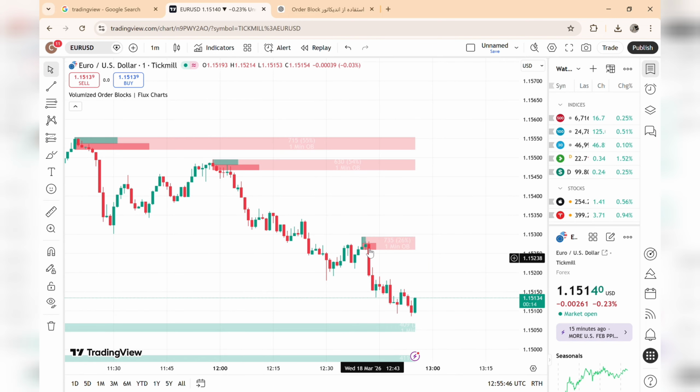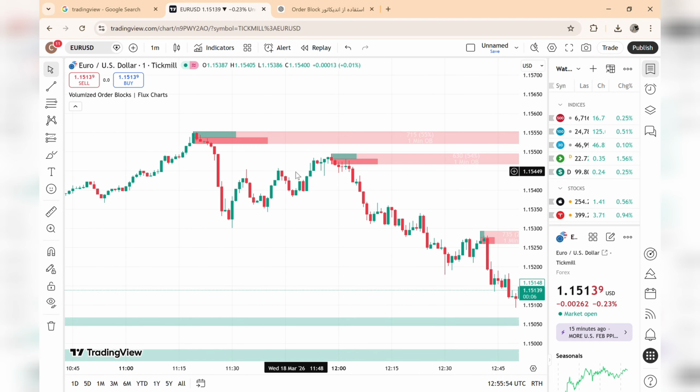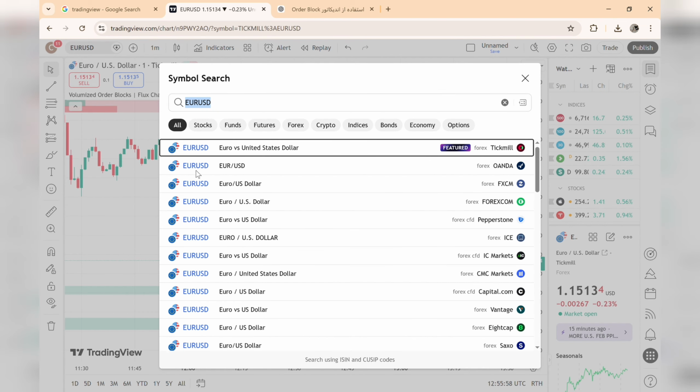For a sell setup, wait for price to enter a bearish zone. Look for signs of weakness like rejection candles or a strong bearish move, then enter a sell trade. Your stop loss goes above the zone. Your target is the previous low or the next support.